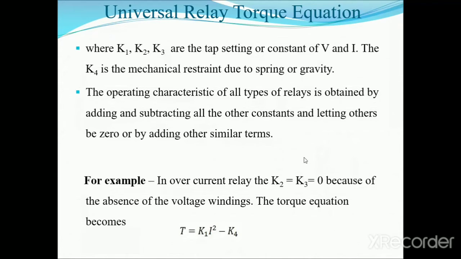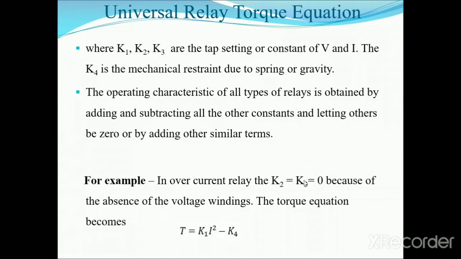Due to the voltage and current windings, we develop changes in the flux, therefore torque is produced. But in the case of an overcurrent relay we use only the current winding, so K2 and K3 will be equal to 0. K2 is the torque produced due to the voltage winding. If there is no voltage winding, there is no power also.